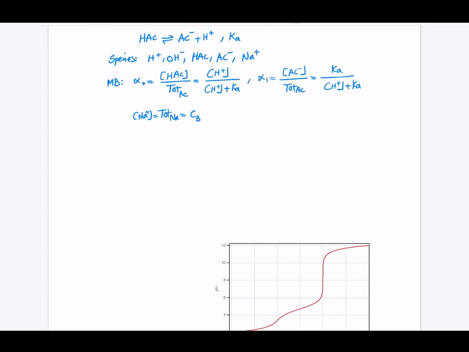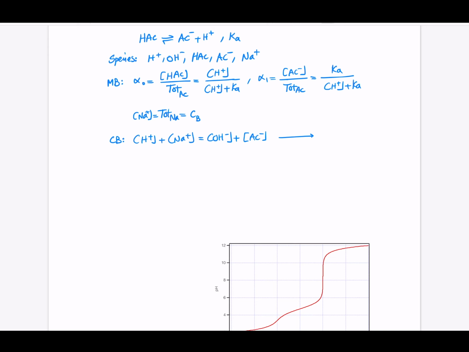And if we have a typical charge balance for this reaction, then it would be all the positive species, sodium plus, equal to hydroxide plus AC minus, and all of them are monovalent. And now what we do basically is revise the charge balance by combining all the mass balances we had.